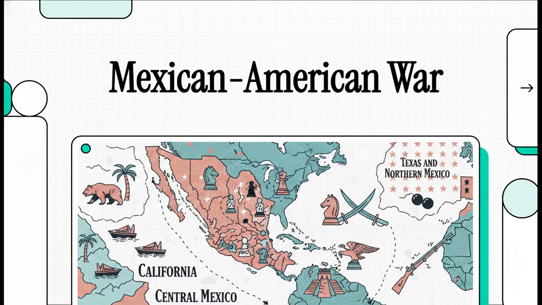To truly grasp how the whole thing unfolded, we need to break down the military operations into three distinct geographic fronts: Texas and northern Mexico, California, and central Mexico. It's kind of like a grand chessboard, and today we're tracking all the major moves.